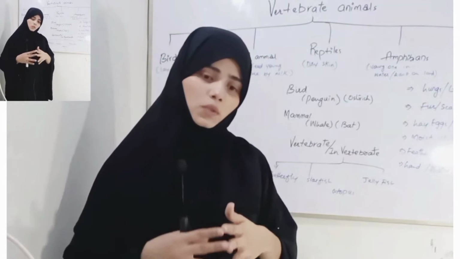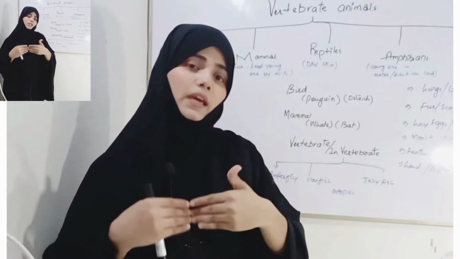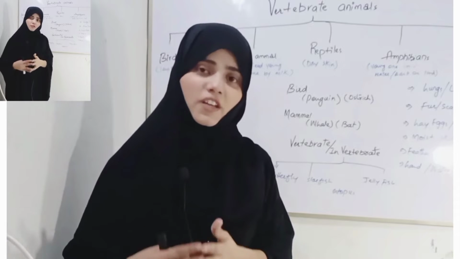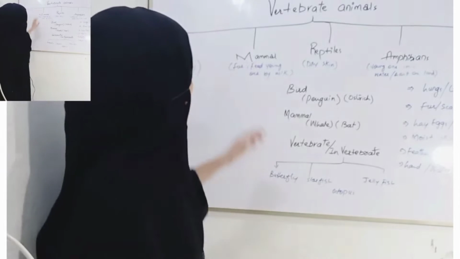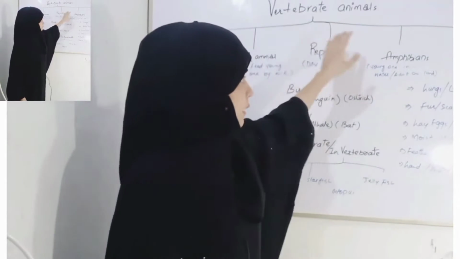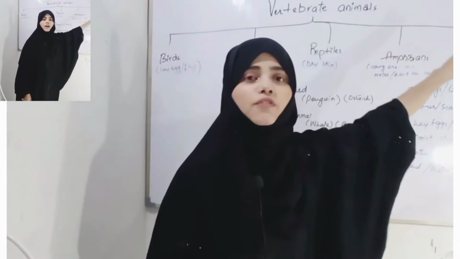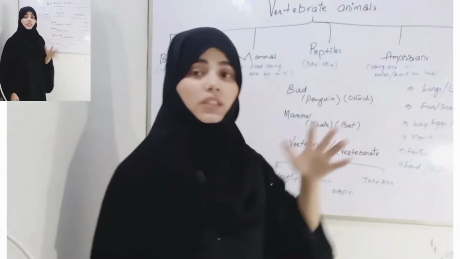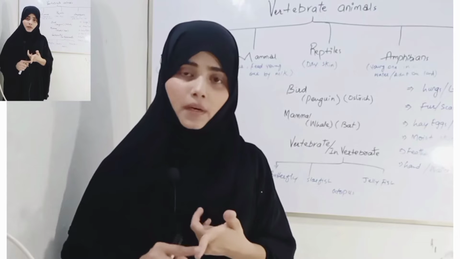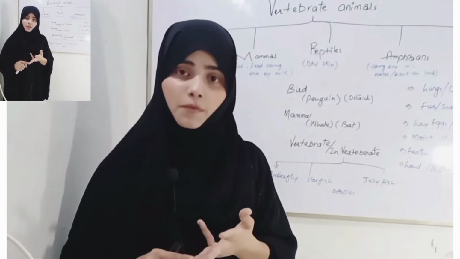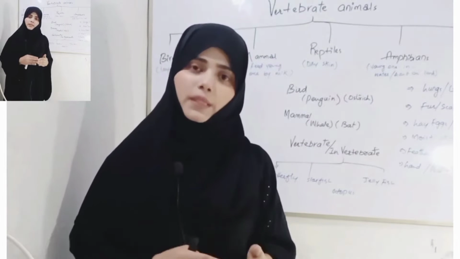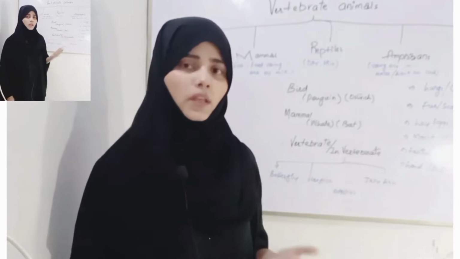In this video tutorial I'll deeply explain the groups of vertebrate animals. There are 5 groups of vertebrate animals: number 1 is birds, number 2 is mammals, number 3 is reptiles, number 4 is amphibians, and number 5 is fish. So let's start one by one in a descriptive way.